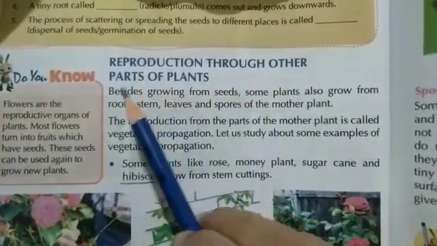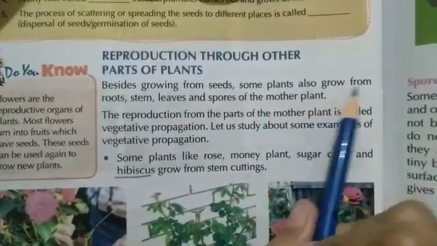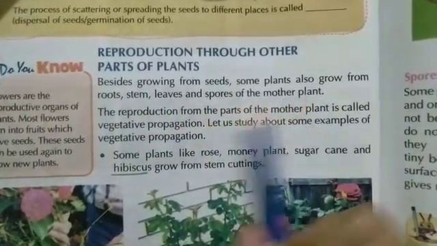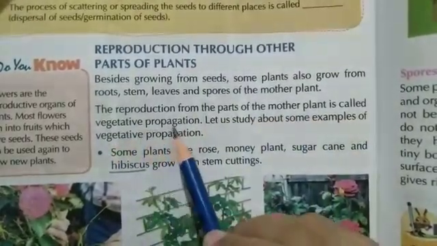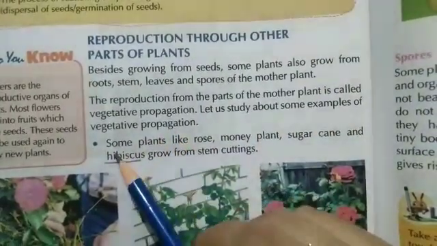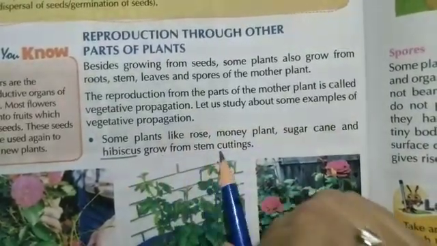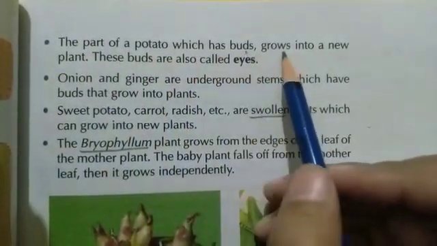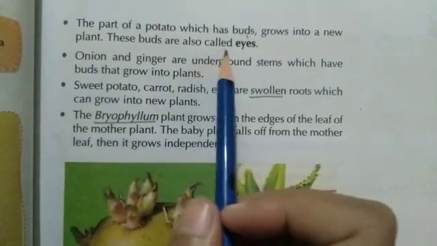Reproduction through other parts of plants. Besides growing from seeds, some plants also grow from roots, stem, leaves, and spores of the mother plant. The reproduction from the parts of the mother plant is called vegetative propagation. Let us study about some examples of vegetative propagation. Some plants like rose, money plant, sugarcane, and hibiscus grow from stem cuttings. The part of a potato which has buds grows into a new plant. These buds are also called eyes.